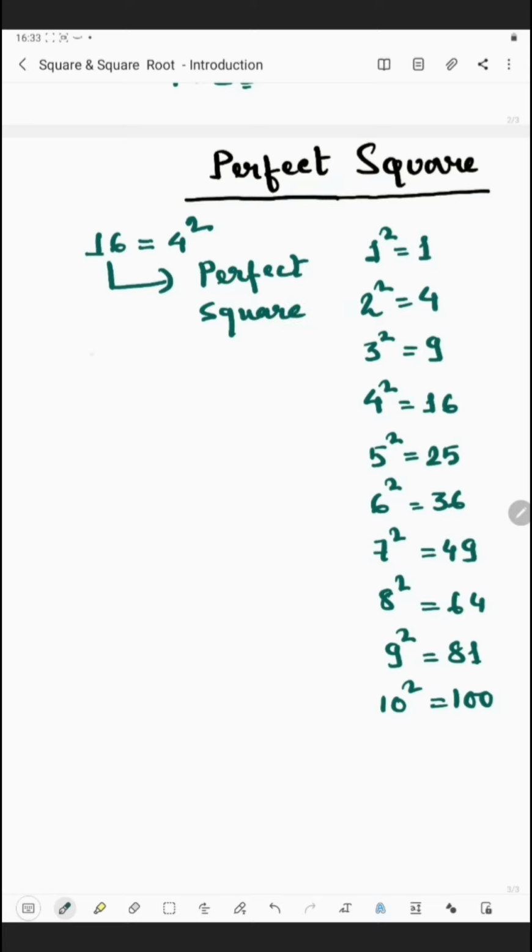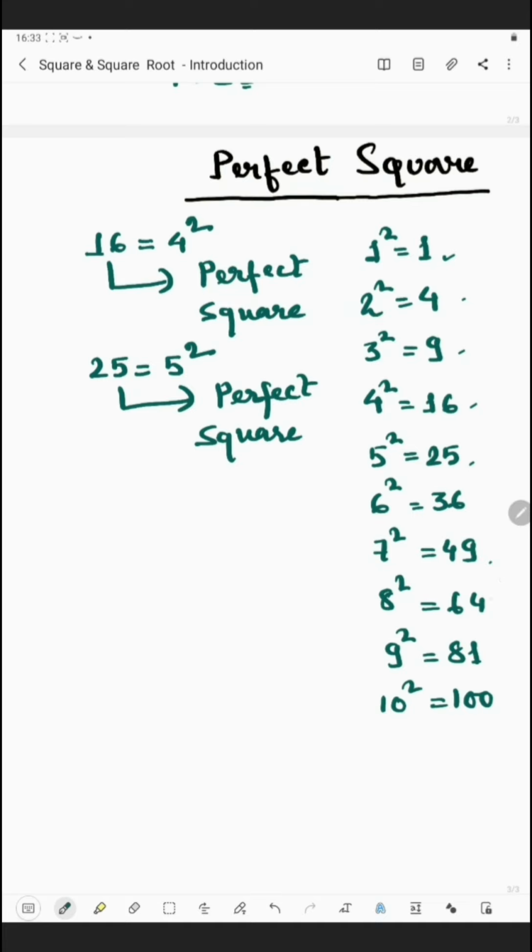Now if I take the number, say 25, 25 is the square of 5. Right? So 25 is a perfect square. That means we can get a perfect square number by multiplying the same number. So a perfect square number can be expressed as the square of a number from the same number system. Here we can see that 1, 4, 9, 16, 25, 36, 49, 64, 81, 100, these all are perfect square numbers, because we have got these numbers by multiplying the same number.